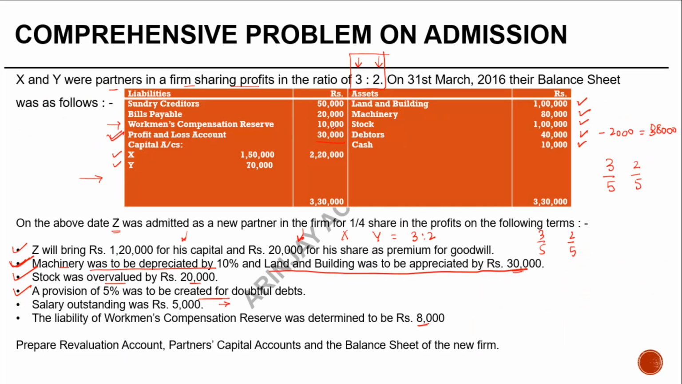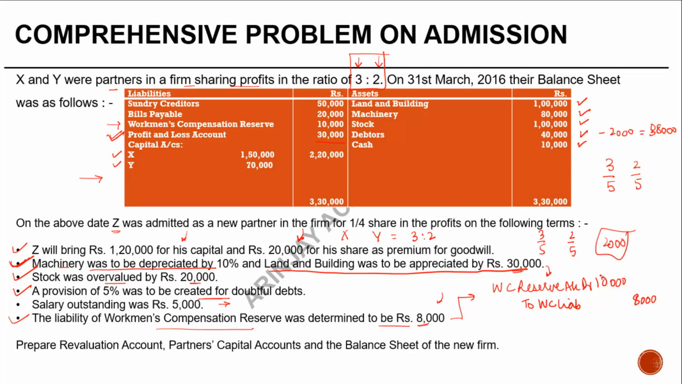Workman compensation reserve 10,000. Now if you look at this, it says the liability of the workman compensation reserve was determined to be 8,000. This is something which you should understand, and I'm going to pass an entry for this. In this case, you had a reserve of 10,000, right? But the liability is 8,000. So we are going to transfer the amount from workman compensation reserve 10,000, which is available, to workman compensation liability. But that liability is only 8,000, which means that there is an excess reserve of 2,000.